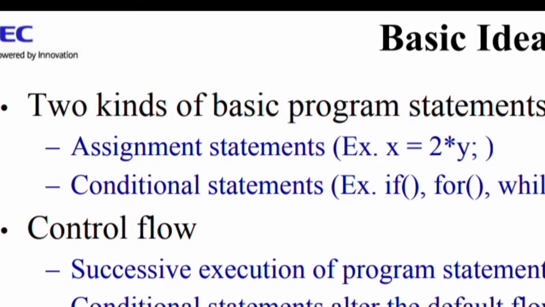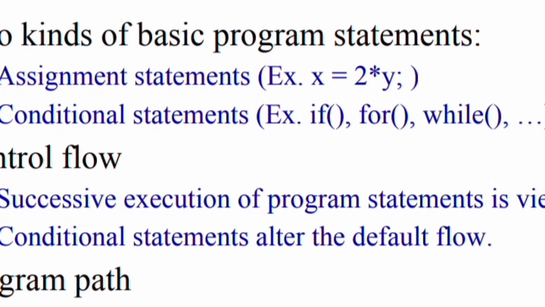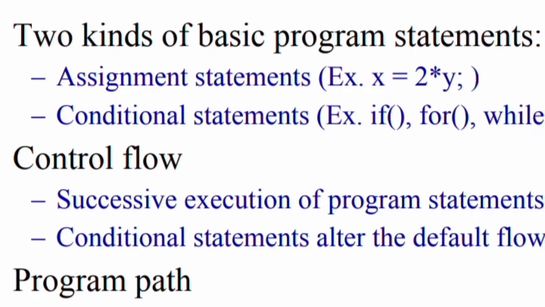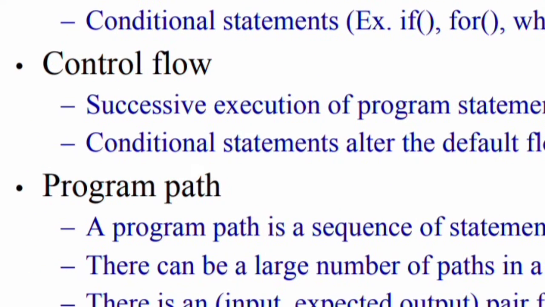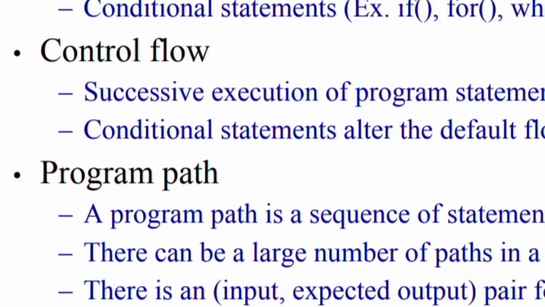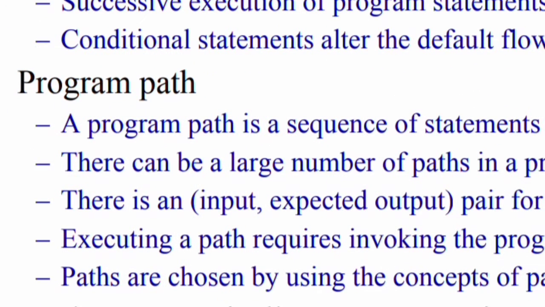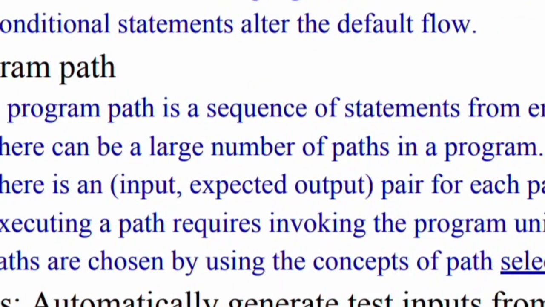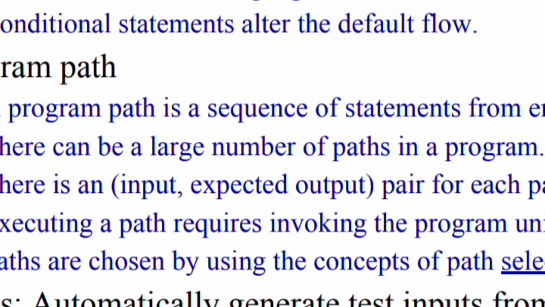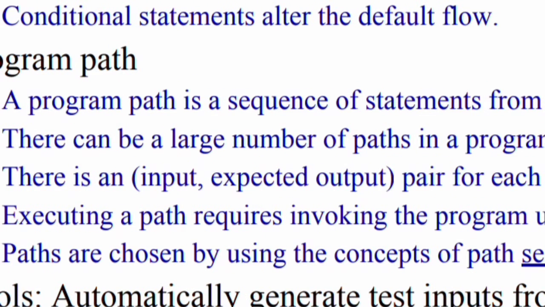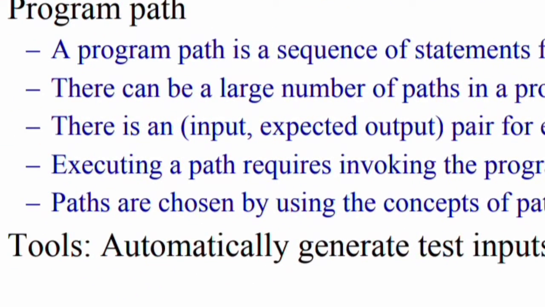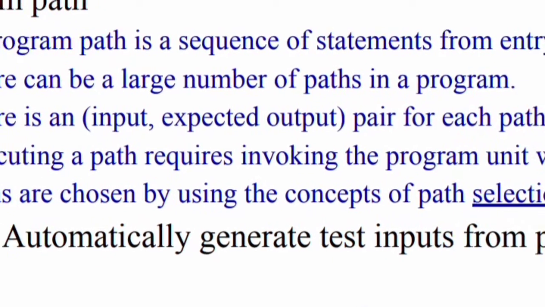Basic idea about control flow testing. There are two kinds of basic program statements. The first one is the assignment statement, x equals 2y. The second is conditional statements: if, for, while. Control flow is the successive execution of program statements viewed as flow of control: statement 1 is executed, next statement 2, next statement 3. Conditional statements alter the default flow.